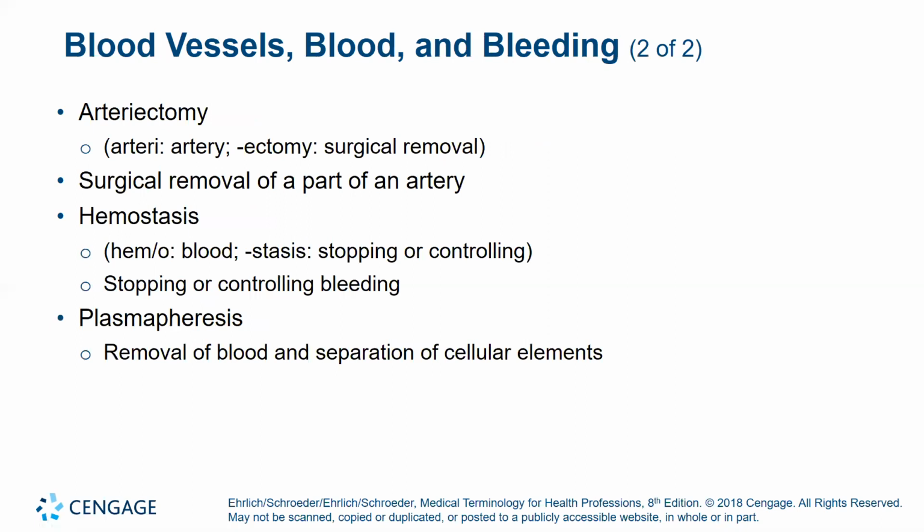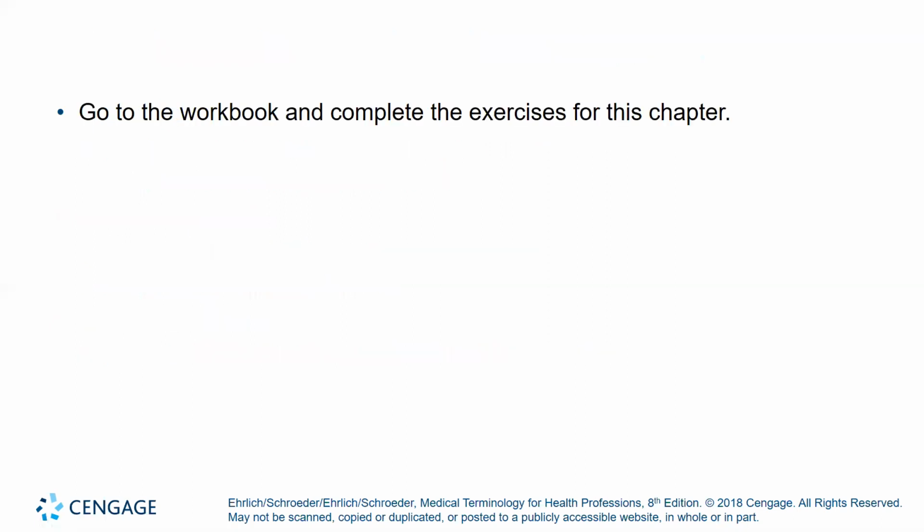Arteriectomy, breaking that term down, arter is artery, ectomy is surgical removal. Hemostasis, hemo is blood, stasis is stopping or controlling. So it's stopping or controlling of bleeding. Plasmapheresis is removal of blood and separation of cellular elements. And that is it for our chapter.